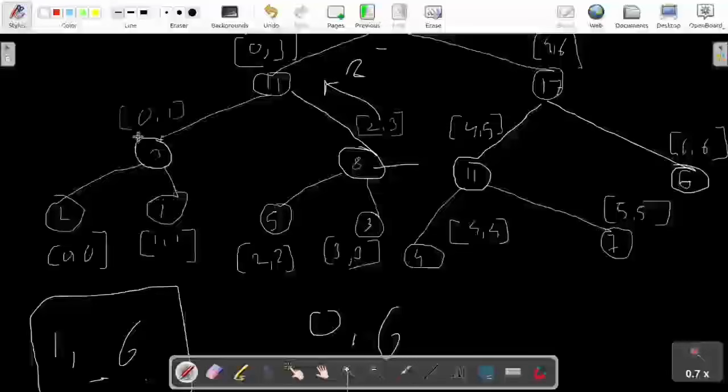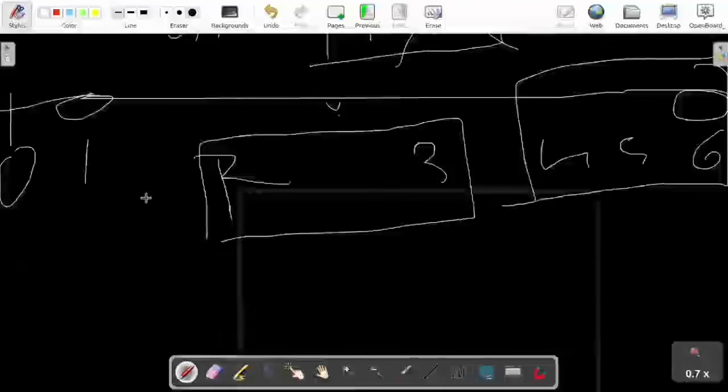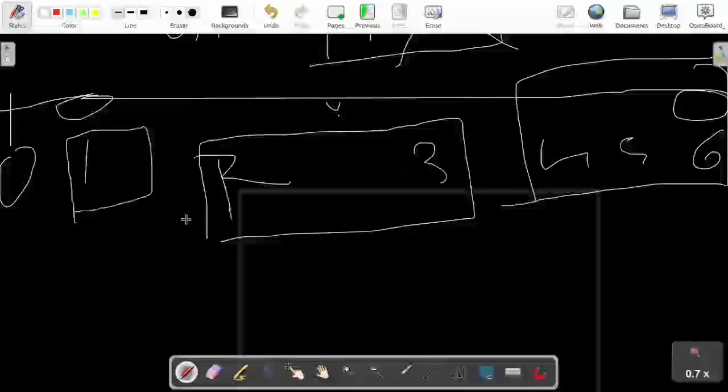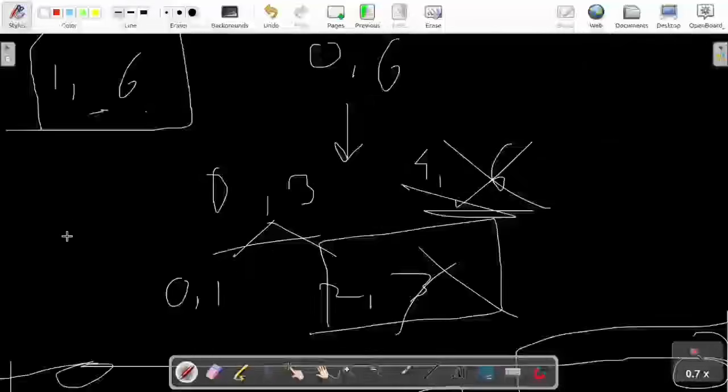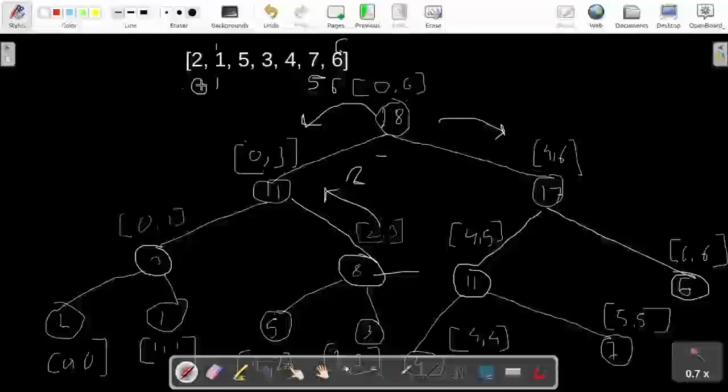Now let's process this 0 comma 1. For this 0 comma 1, we just need the answer for index 1. We have the answer for all these indices, but we need it for 1. 0 comma 1 has the answer for both 0 and 1, but we need only 1. So what we will do? We will divide this 0 comma 1 from the middle. And once you divide it from the middle, you will get two ranges, 0 comma 0 and 1 comma 1.